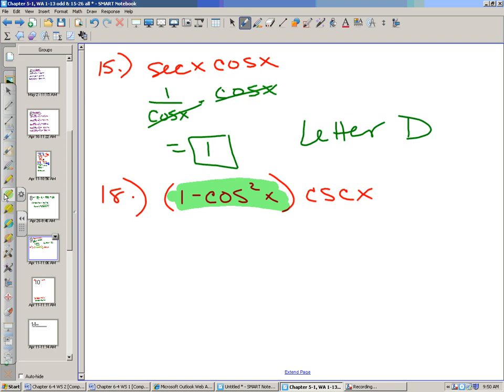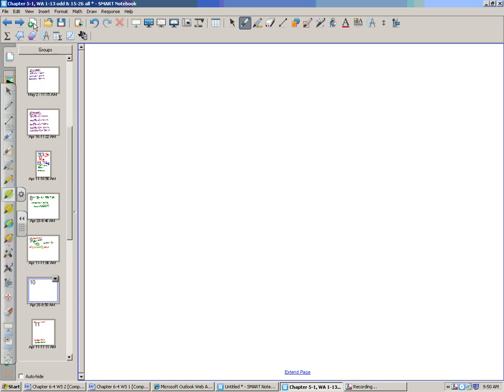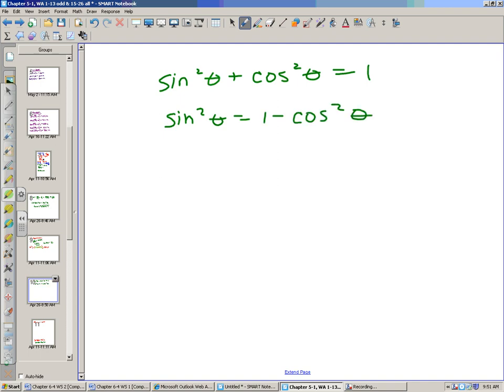More importantly, what identity has that 1 and cosine squared in it? It's the most simple one you have: the sine squared of theta plus the cosine squared of theta is equal to 1. Now, I need my 1 and my cosine squared on the same side, so I have to subtract the cosine squared. So sine squared of theta is equal to 1 minus the cosine squared of theta. Do we understand that every place I see this, I can plug in sine squared of theta?